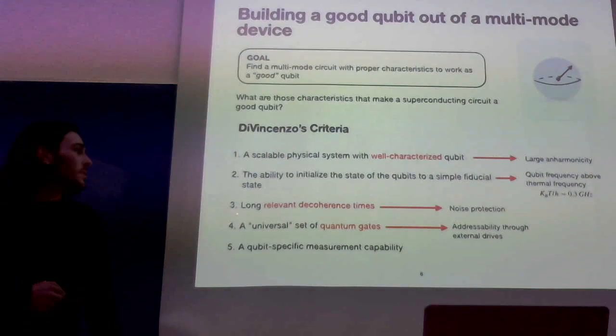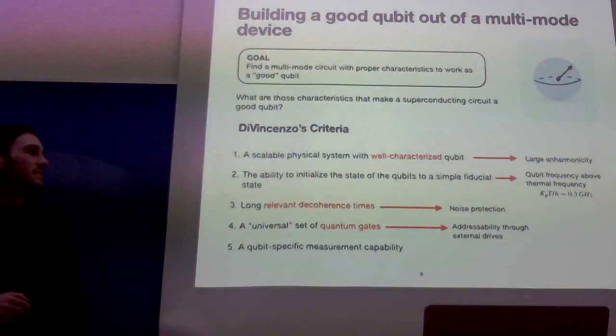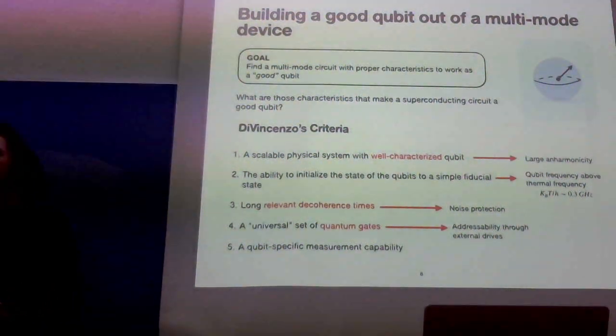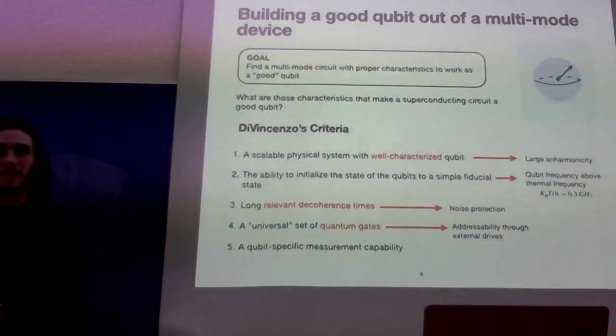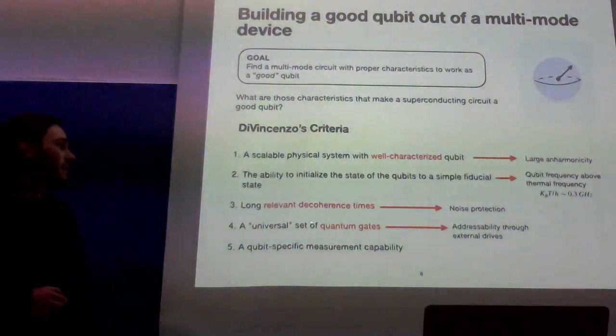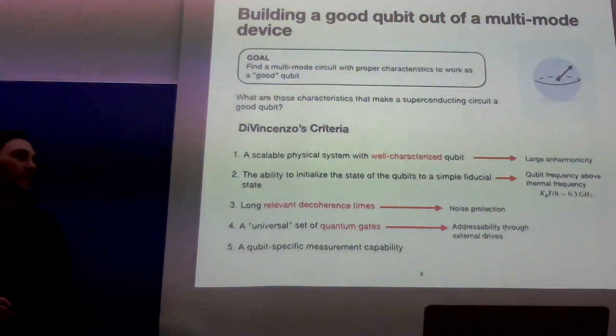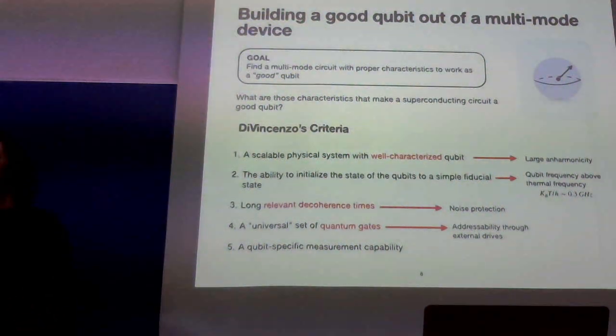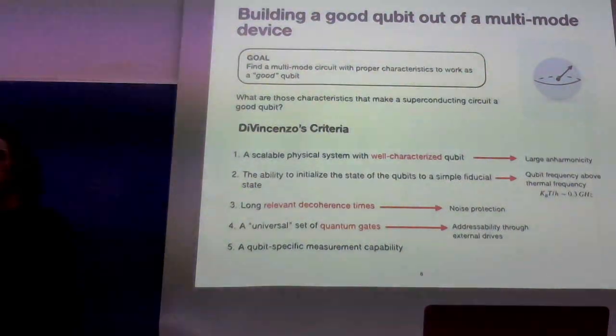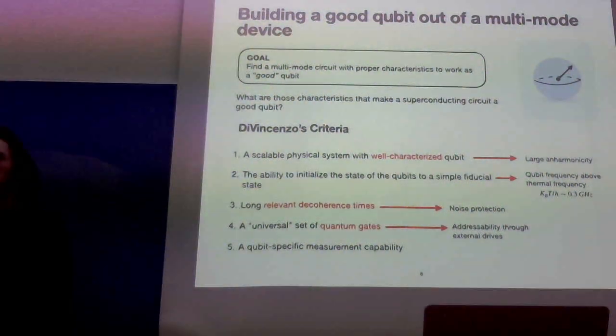Then we care about having long decoherence times, so we care about noise protection. It's what I'm going to discuss now. And we also need a universal set of quantum gates. So we also need the system to be affected by external drives. Yeah, you have a question?